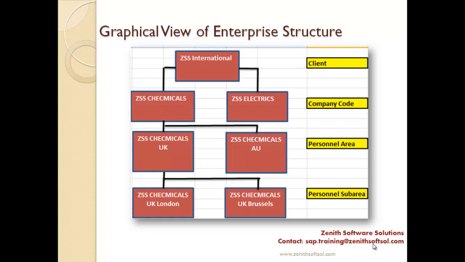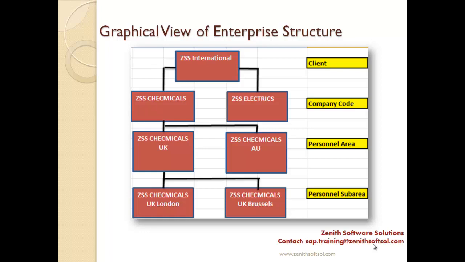So this was the enterprise structure. Hope you understood it. It's very simple. You have to know the structure of enterprise structure. It's made of client, company code, personal area and personal subarea.